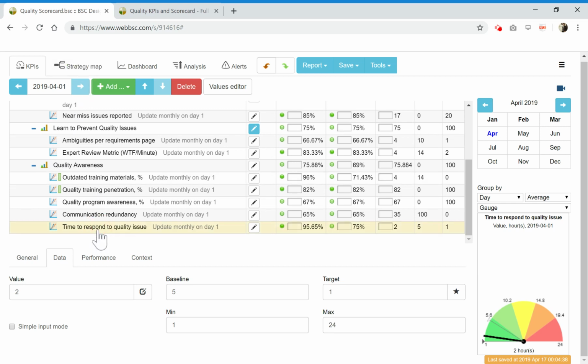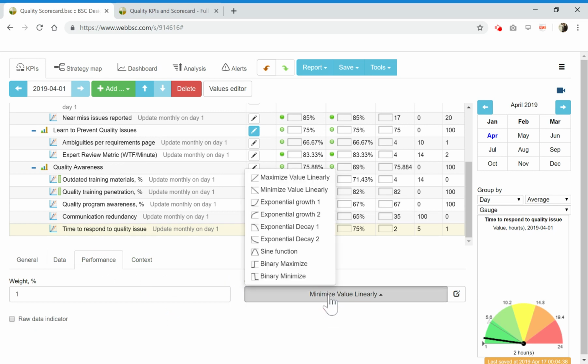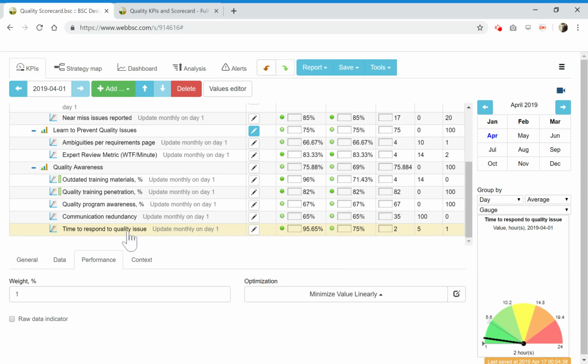Another thing that I wanted to show using this indicator as an example is that some indicators on our quality scorecard will need to be minimized. For example, time to respond to quality issue. Here I have the performance tab, and here I had to select minimize the time. And on this chart on the right, I see that my green zone is here on the left. So the less its value, the better.